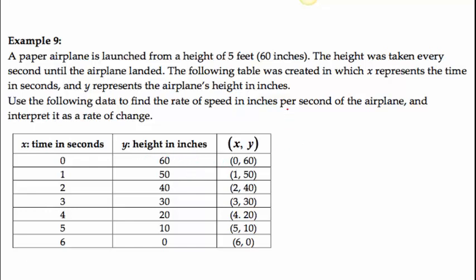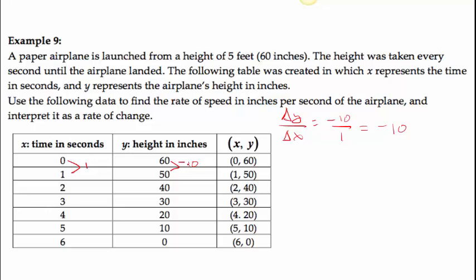So if I'm going to do the change in the y over the change in the x, from here to here, what was the change in the y? It went from 60 to 50. So it went down 10 at the same time that the x went from 0 to 1. So it changed by 1. So this is going to be negative 10 over 1, which is negative 10.